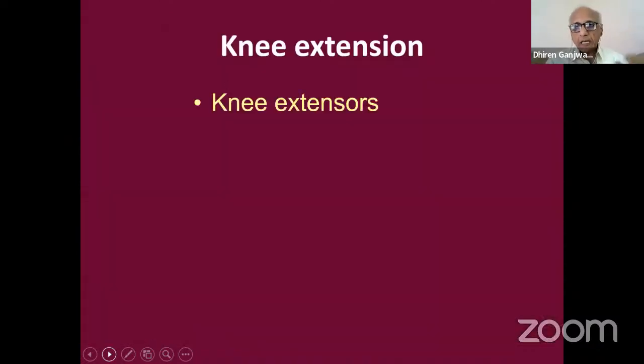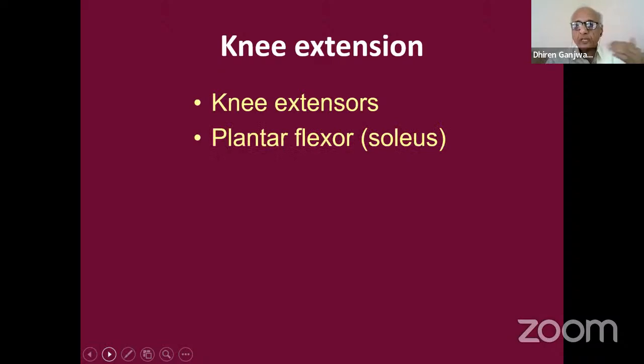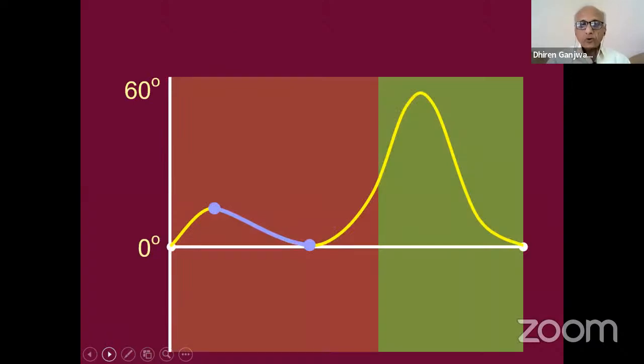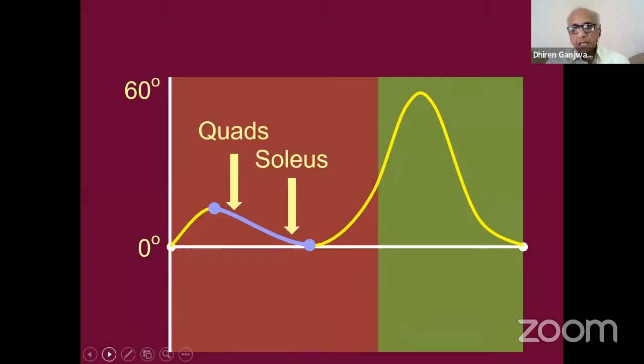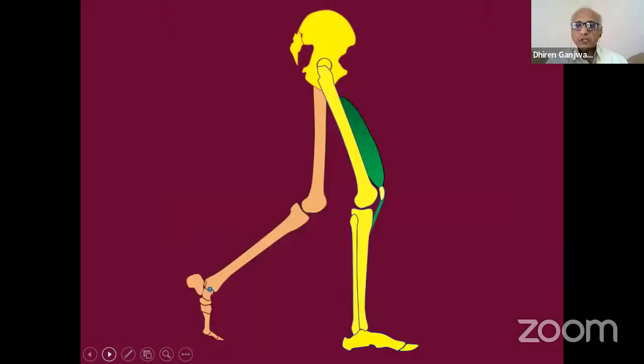So the two groups of muscles: the first is the knee extensors, and the second is the plantar flexors, which work from the other side of the knee joint. So which muscles work when? The initial part of the extension is taken care of by the quadriceps, and the later part is controlled by the soleus. Let us understand the mechanism working at this particular point. Here the quadriceps is working concentrically and it produces the active extension.